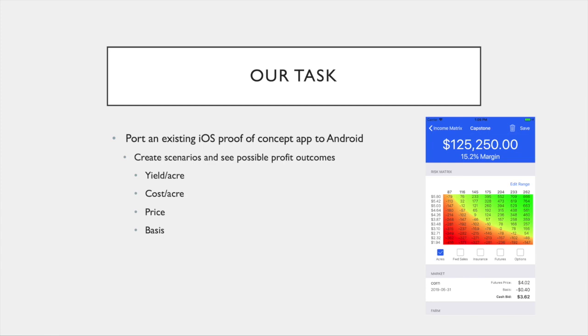We were tasked with porting an existing iOS proof of concept app that they provided us to Android. The screenshot of the existing iOS app is down there on the right. The point of the app is to create scenarios and see possible profit outcomes for different things related to harvest. So it includes things like yield per acre, cost per acre, price, and basis, which is essentially a local tax.